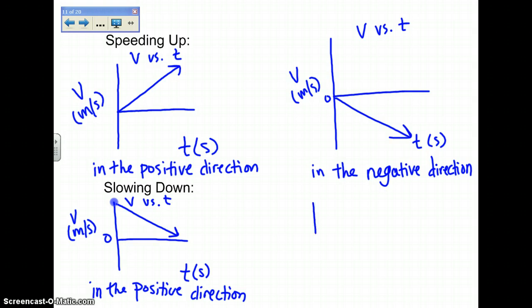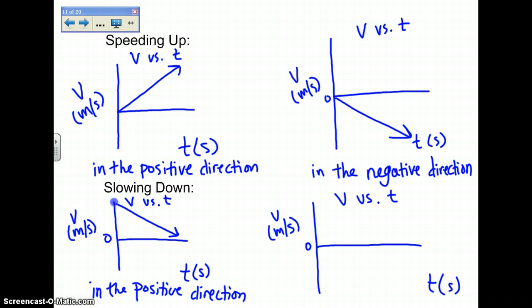Now, what if you were slowing down, but in the negative direction? Take a second real quick and think about this, guys. If you were slowing down in the negative direction, we can all agree that our numbers are getting smaller, right? Because you're slowing down. You're watching your speedometer go from 50 to 45 to 40 to 35, etc. But now you're in the negative direction, so you're going to be below the x-axis. Your numbers are going to be getting closer and closer towards zero, but below the x-axis. So this would be in the negative direction.